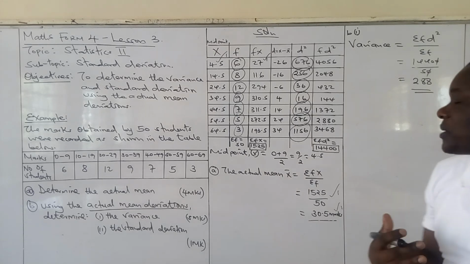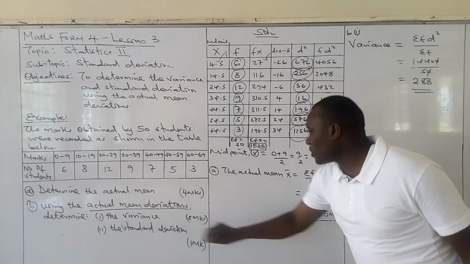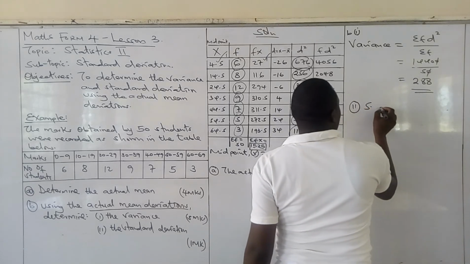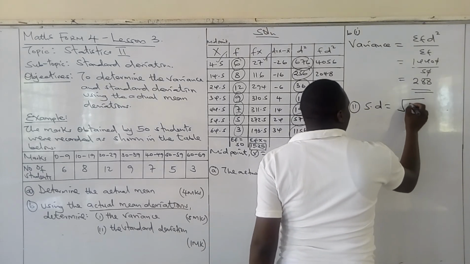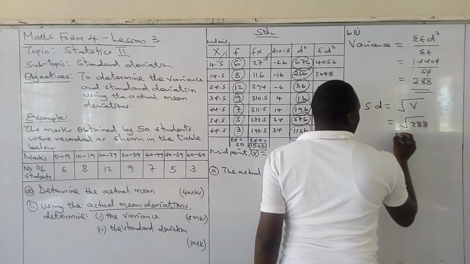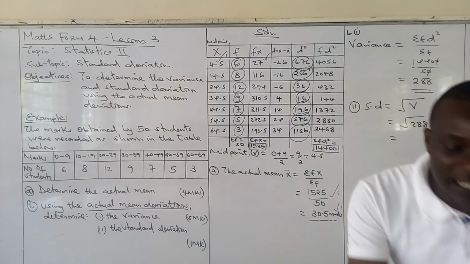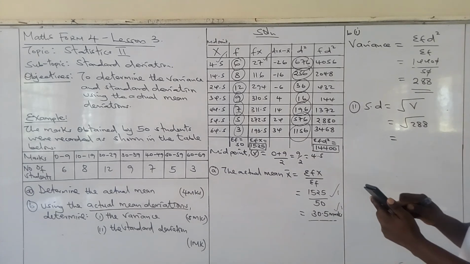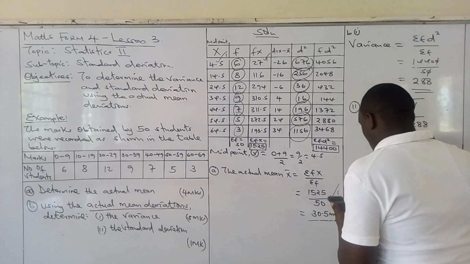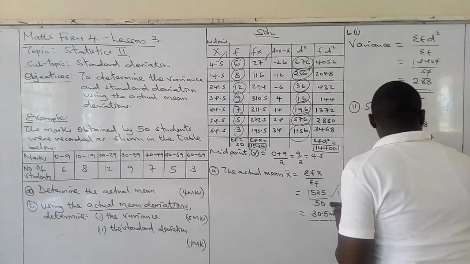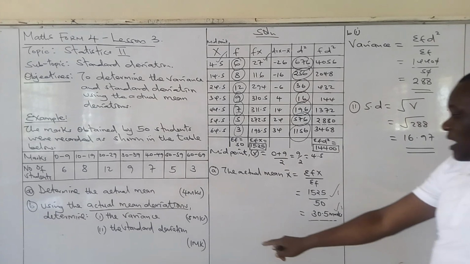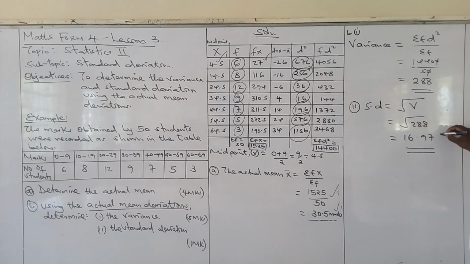So how do we obtain standard deviation? That's Roman 2. Standard deviation is equal to the square root of variance, which is the same as the square root of 288. So the square root of 288 gives us 16.97. So that's how we obtain the standard deviation. Standard deviation is given 1 mark.